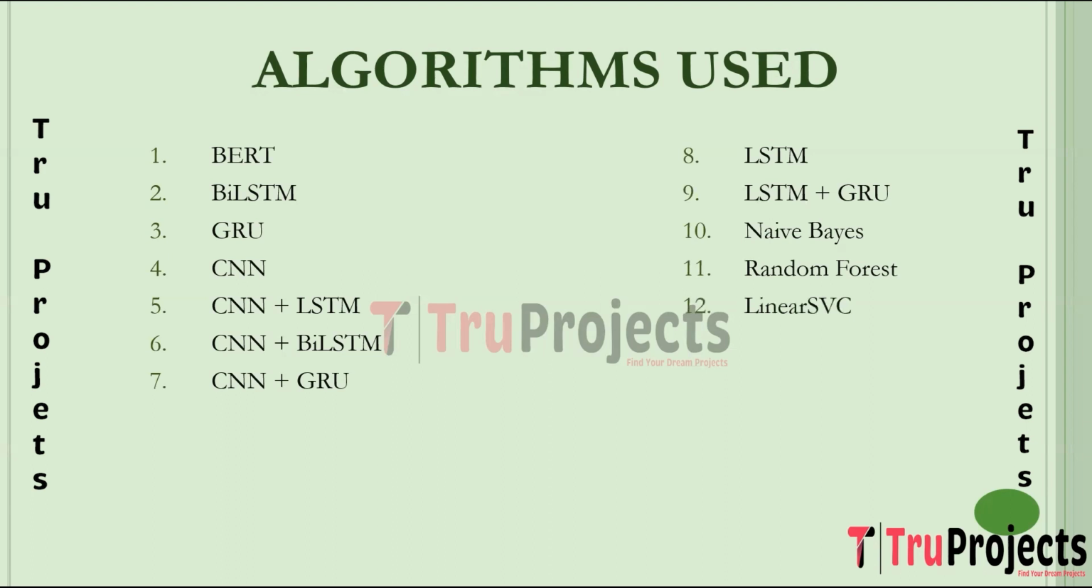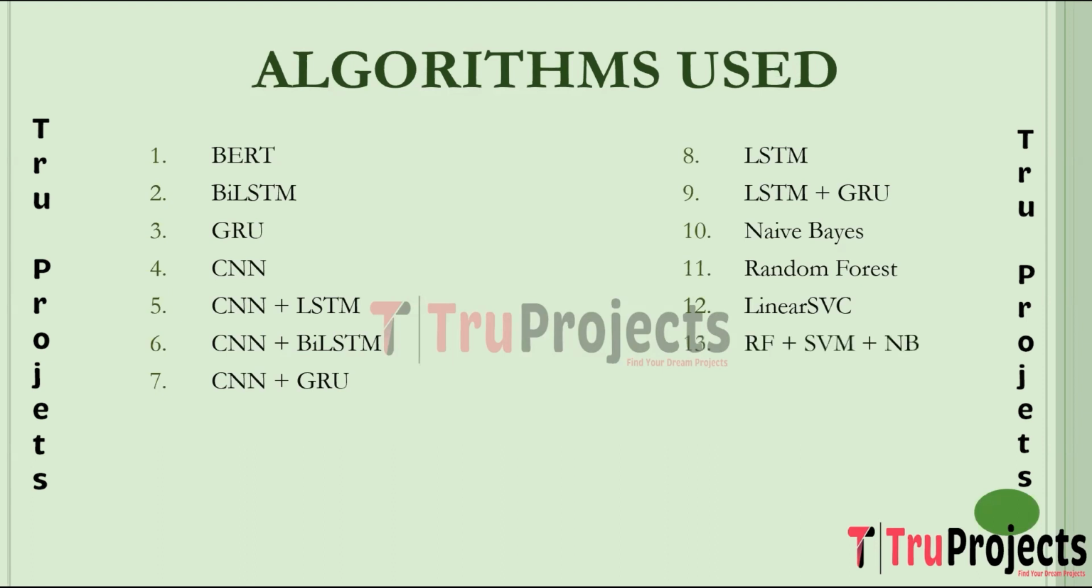The next algorithm is linear SVC, which is support vector classification. Linear SVC is a linear support vector machine classifier used for binary and multiclass classification tasks. Linear SVC is chosen for its effectiveness in binary classification tasks and its ability to create linear decision boundaries.